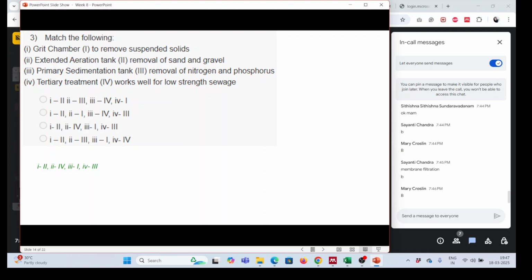And the fourth option, tertiary treatment, is used for the removal of nitrogen and phosphorus. Basically, in tertiary treatment, we try to recover nitrogen and phosphorus.